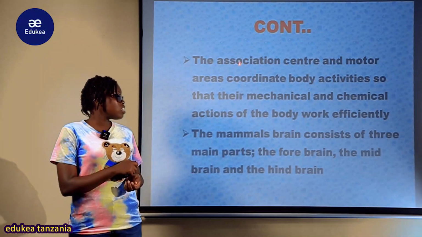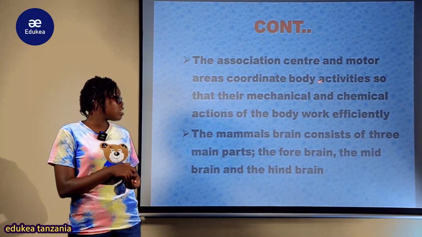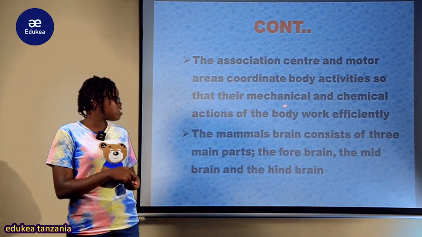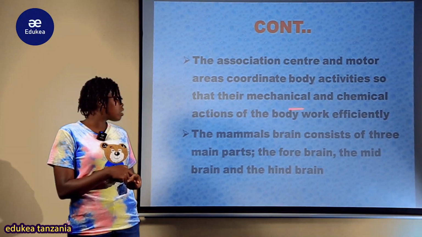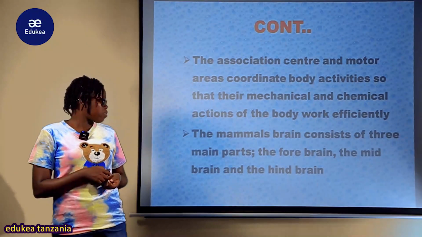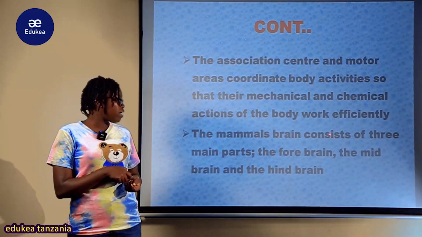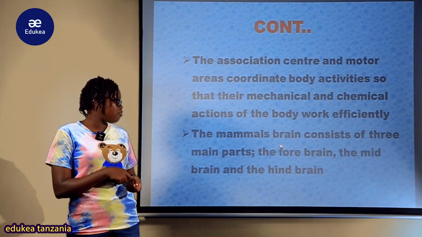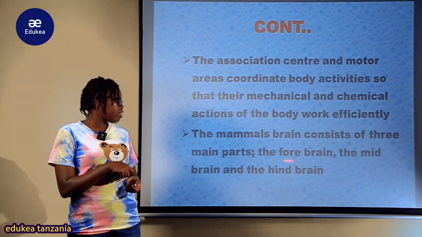So the association center and motor area coordinate body activity so that the mechanical and the chemical action of the body work efficiently. So the mammal's brain consists of three main parts: the forebrain, the midbrain and the hindbrain.